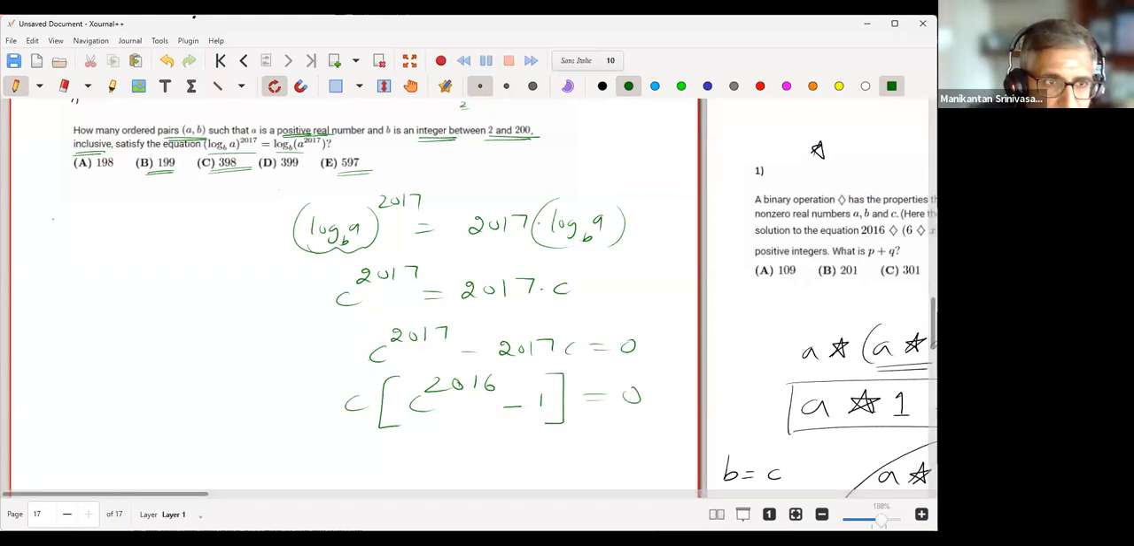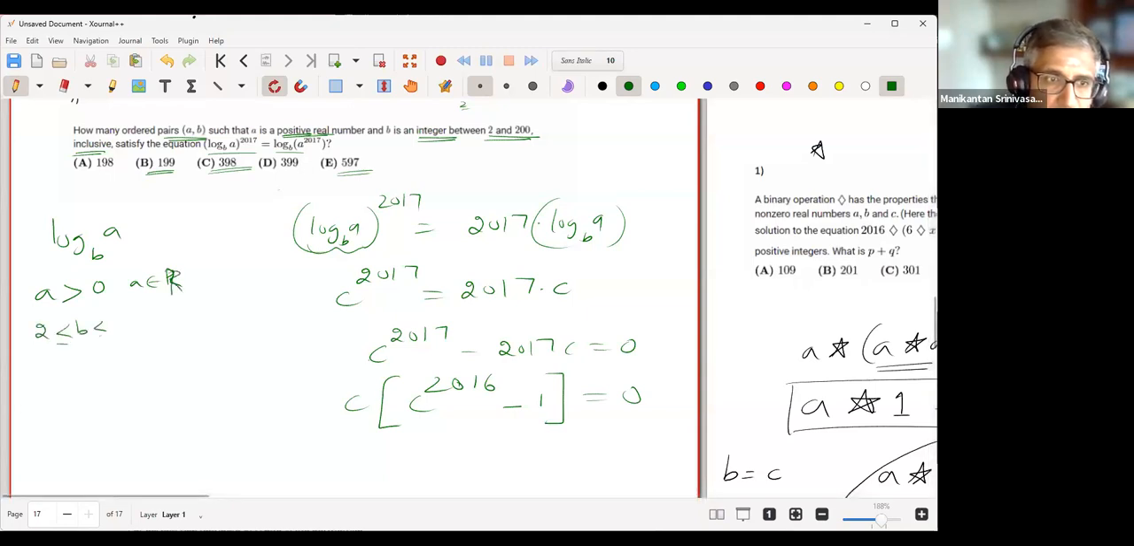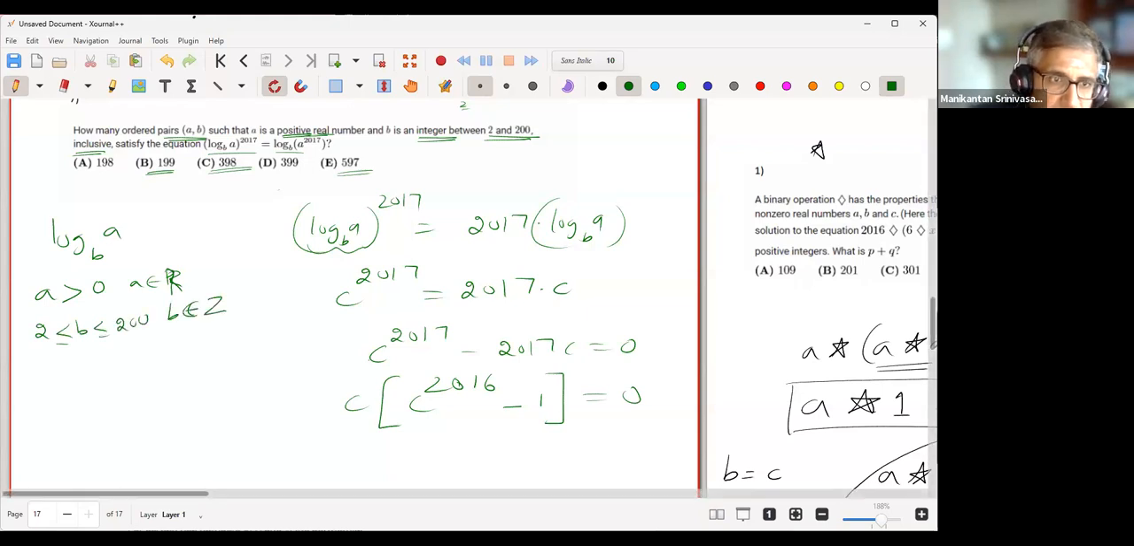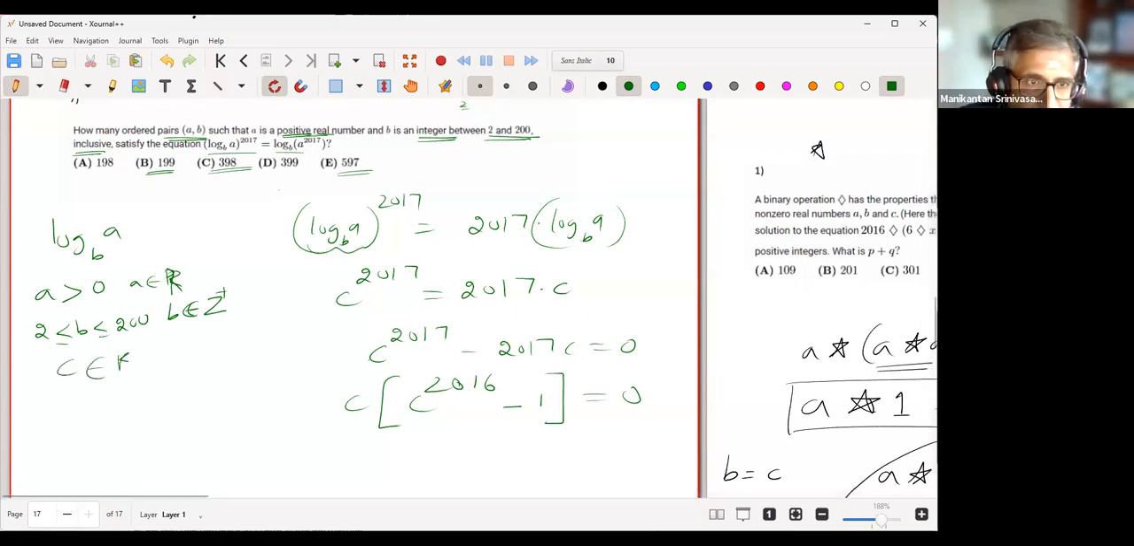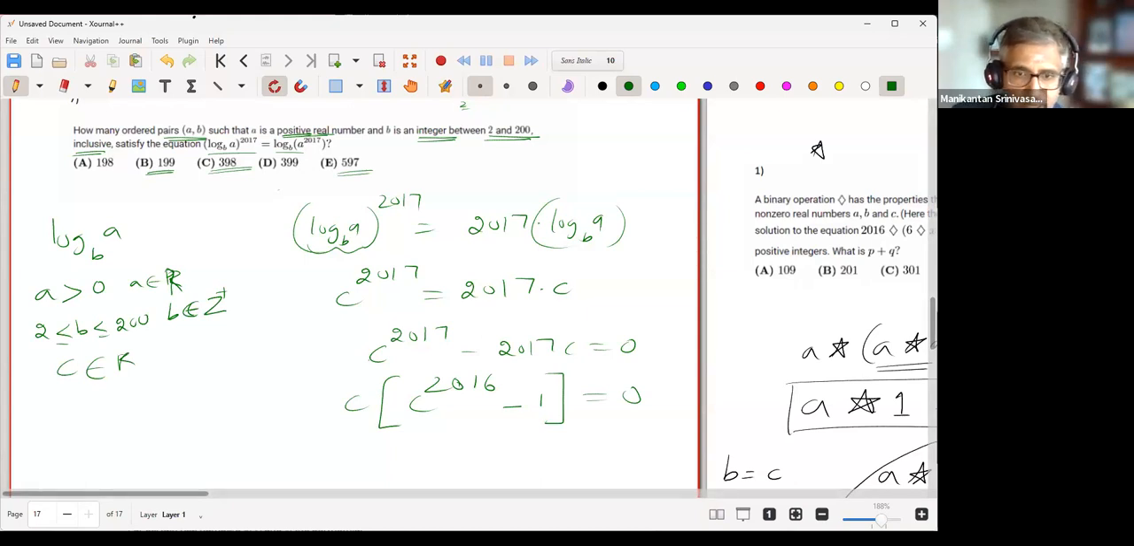One sec, let me remind again. A is a positive real number. A is greater than 0, A is an element of the real numbers. I like to write it like this. And then B is an integer between 2 and 200. B is an integer, right? B is an integer between 2 and 200. Okay, good. Now C, therefore, can be any real number, right? C can be any real number.